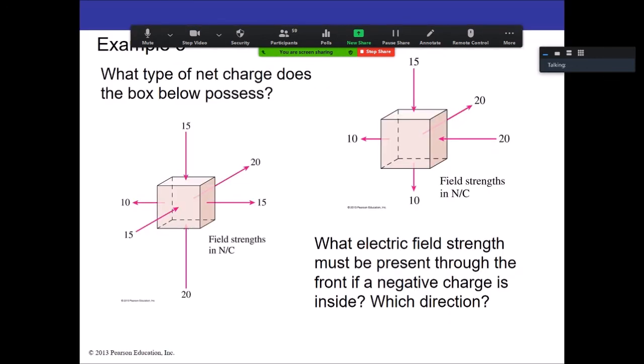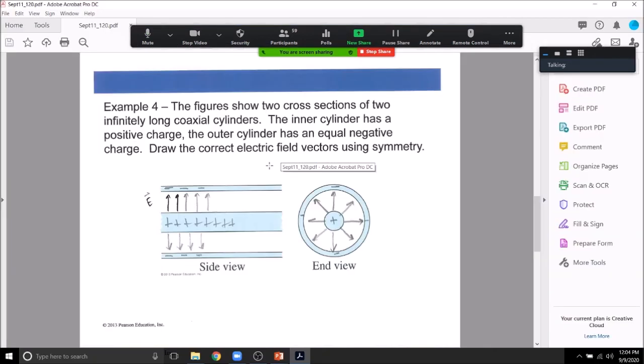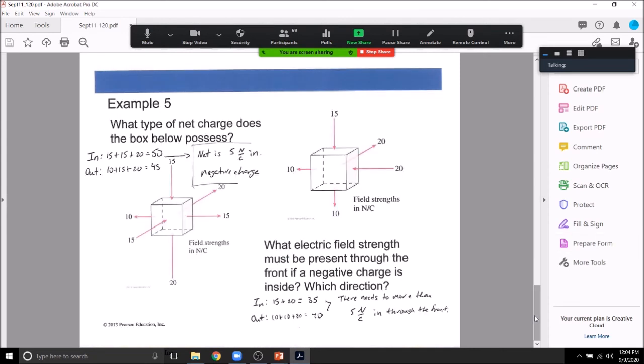All right, last example. I'm going to finish a little early. Let's look at what's going on in these problems here. What type of net charge does the box below possess? What goes in, what comes out? What goes in is a 15 on the top, 15 on the front, 20 on the bottom. So overall, 50 newtons per coulomb of electric field go into that box.